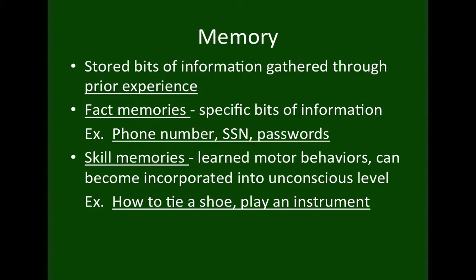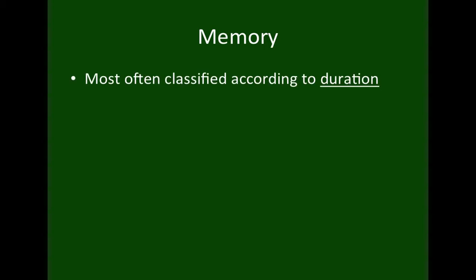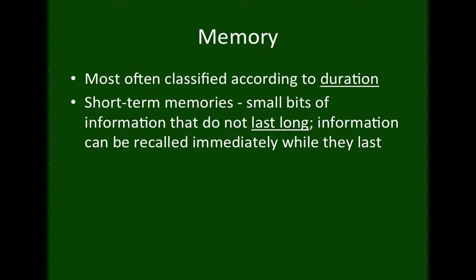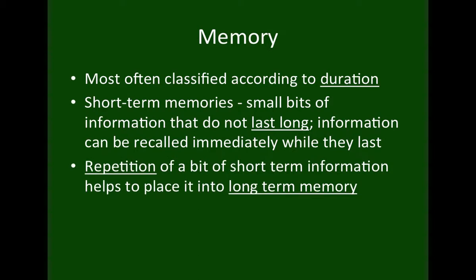But how you're more familiar that we classify memory is based on its duration. So we can talk about short-term memory that includes small bits of information that don't last long. I want to order a pizza, so I look up the number to the pizza place in the phone book, and I only remember it as long as it takes to dial the phone. Once I'm done, I discard that. However, something that is in short-term memory can, by repetition, get moved into our long-term memory. So let's say that I call that pizza place every Friday for a year. Well, hopefully, probably somewhere along the line, I will remember the phone number and not have to look it up all the time. That bit of information has been placed into my long-term memory.